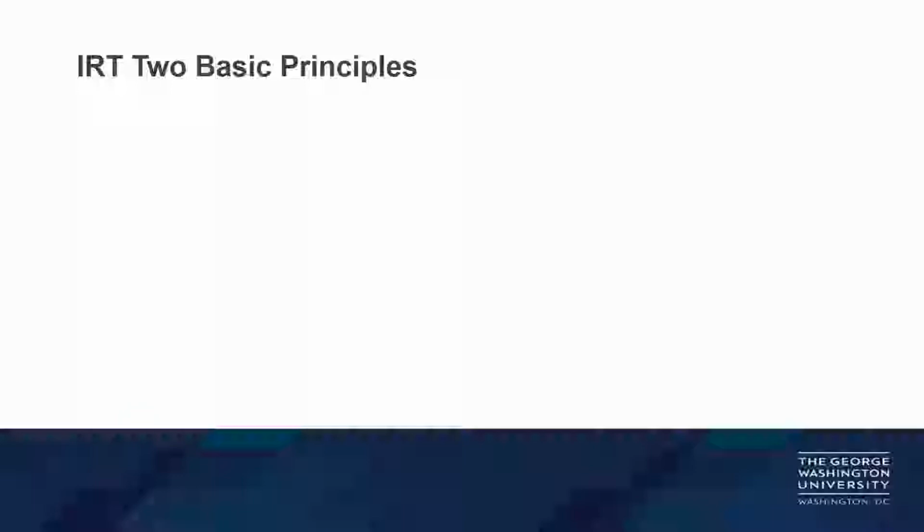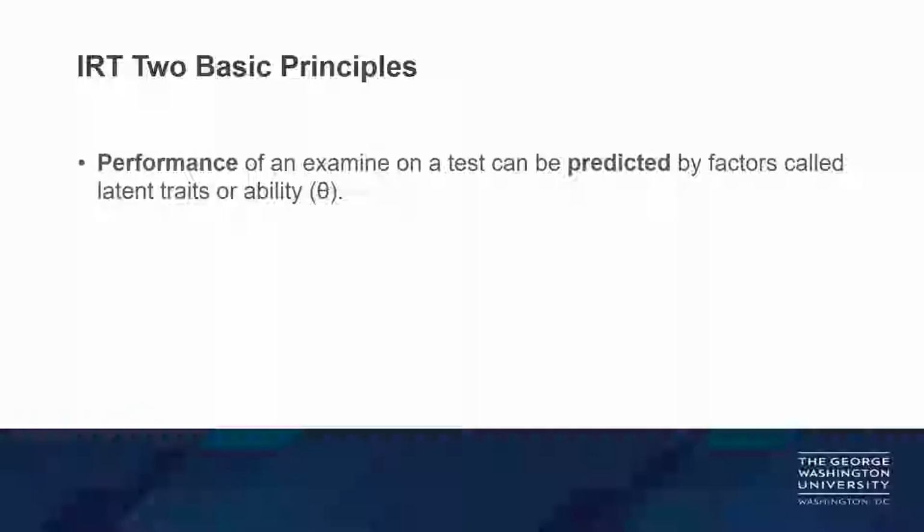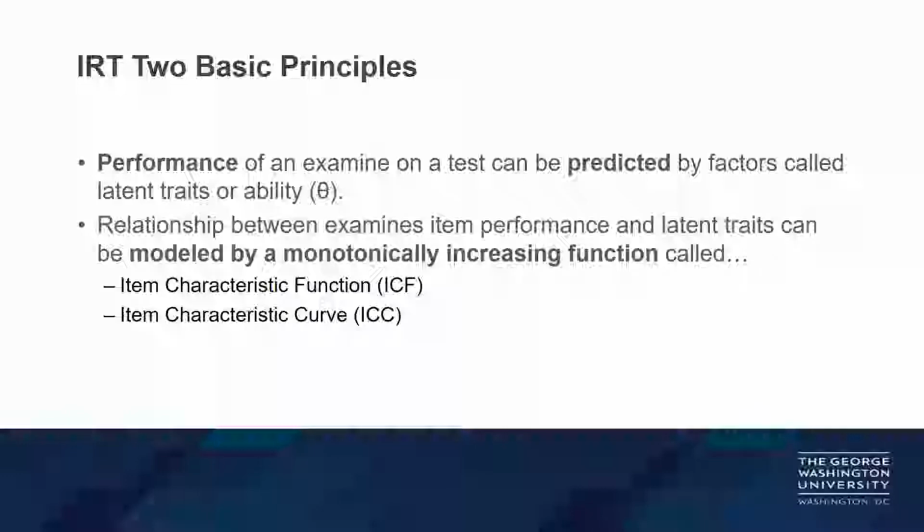In IRT, we can have two basic principles to start with. The performance of an examinee on a test can be predicted by factors that are called latent traits or ability. We see theta there again. This relationship between examinee item performance and the latent trait can be modeled by a monotonically increasing function that we call an item characteristic curve or an item characteristic function.